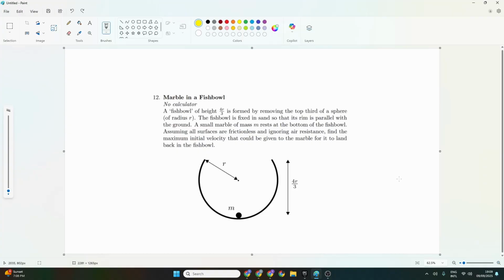The question's premise goes as follows. A fishbowl of height 4r/3 is formed by removing the top third of a sphere of radius r. The fishbowl is fixed in the sand so that the rim is parallel with the ground. A small marble of mass m rests at the bottom of the fishbowl. Assuming all surfaces are frictionless and ignoring air resistance, find the maximum initial velocity that could be given to the marble for it to land back in the fishbowl.